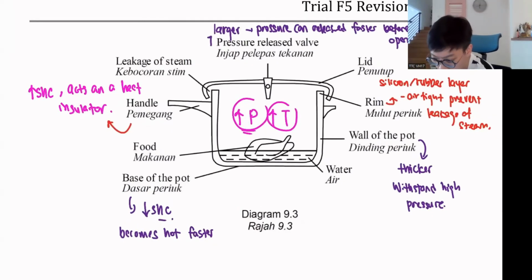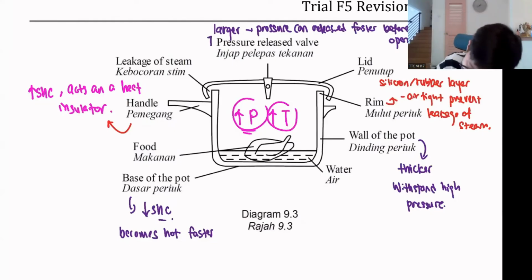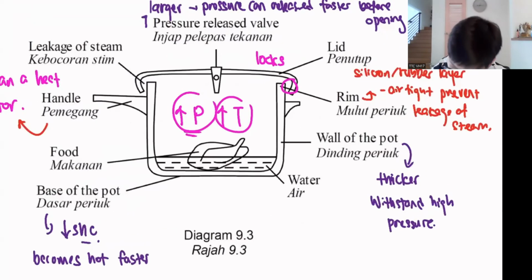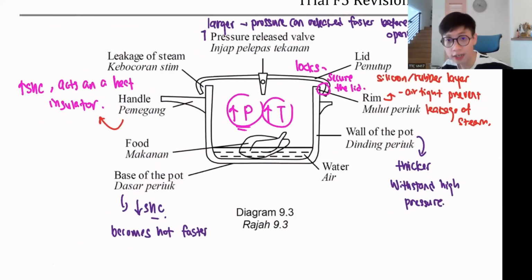What else? Base, leakage, lid, rim, wall, metal. Oh, you can also say you must have locks, so that you can secure the lid. Sometimes if you see a pressure cooker, at the side they have a lock that you twist. So that is also known as a lock. It will secure the lid and prevent the lid from popping up. That is one of the questions also.